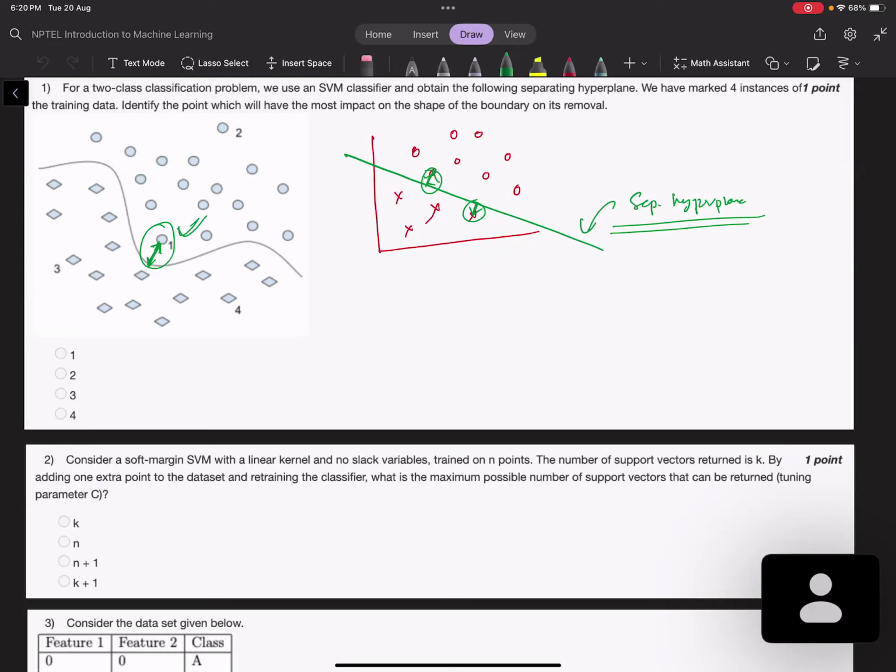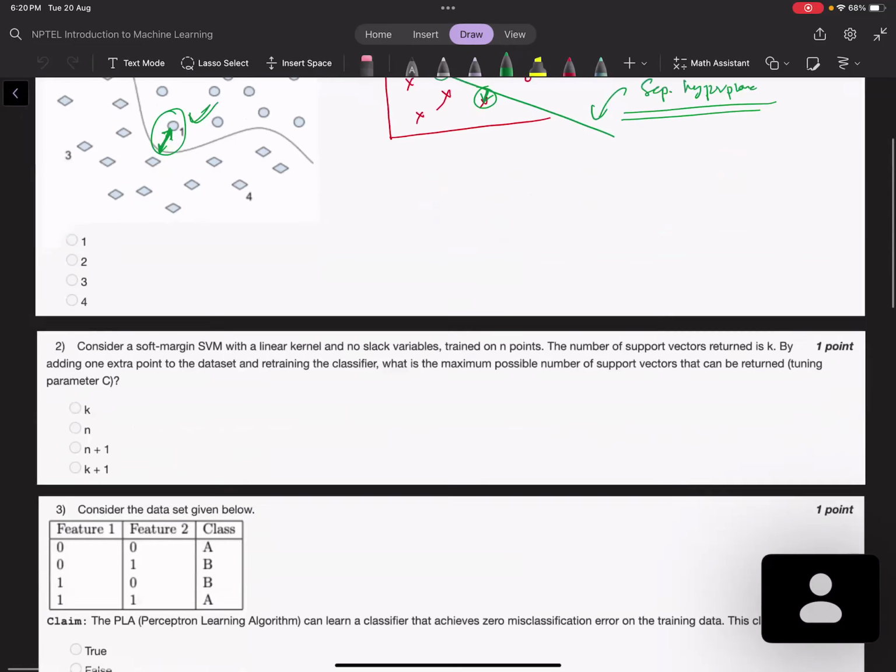Can someone explain this? I know the answer is n+1, but can someone explain in the chat how this comes about?